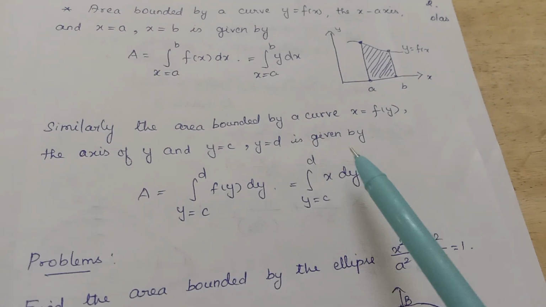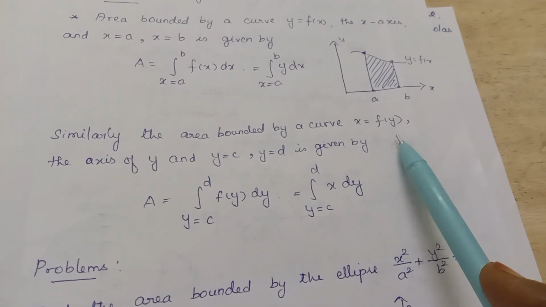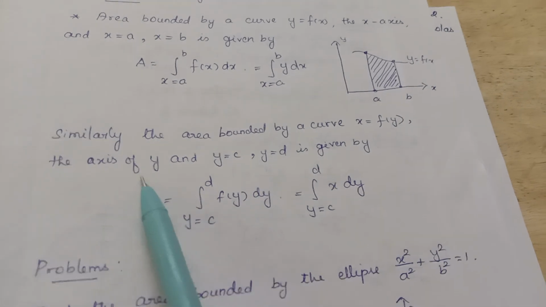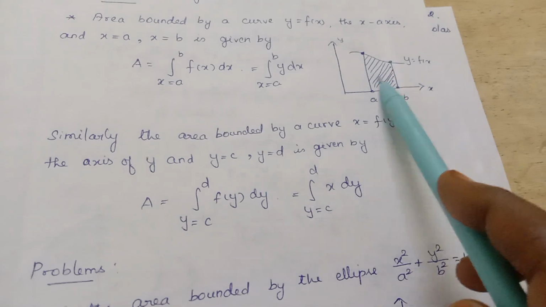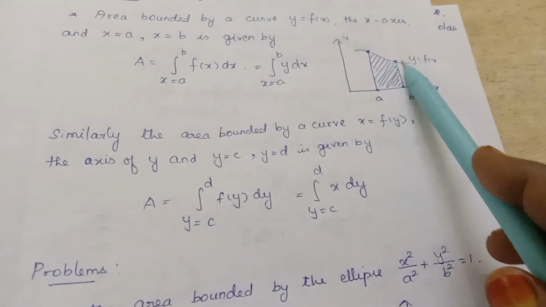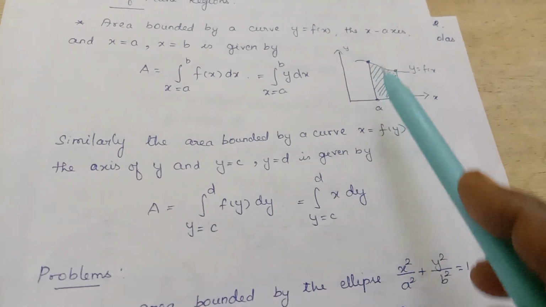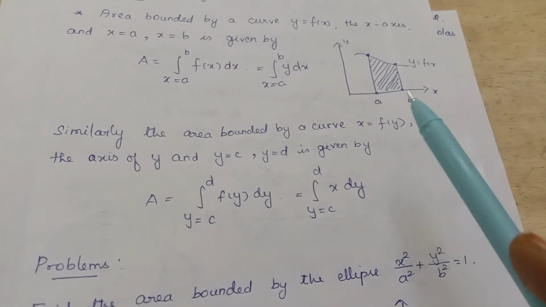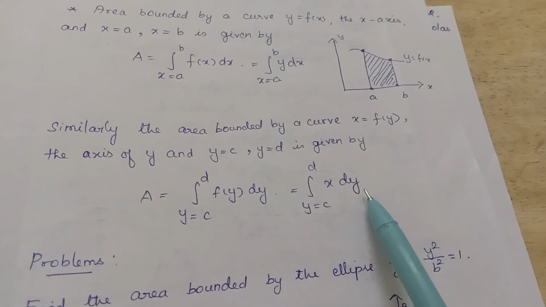Suppose the curve is given in the form of x equal to f of y and we want to find the area bounded by this curve, the y-axis and the lines y equal to c and y equal to d. Simply you rotate this curve. Suppose you have x equal to f of y here, and this is y equal to c and this is y equal to d. Simple rotation of the curve. In that case, the area will be integral x dy.